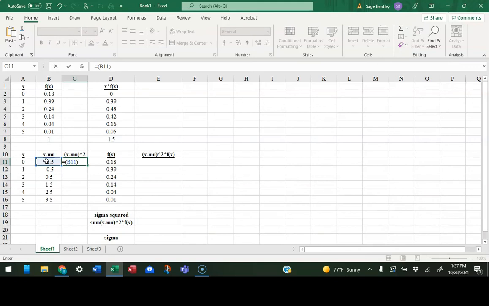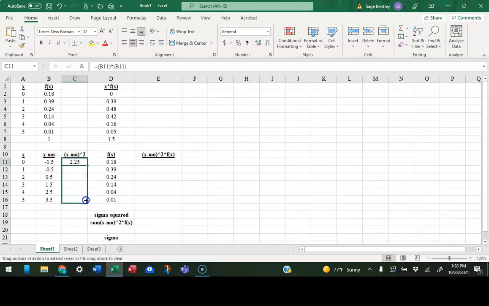Okay, and then I'm going to just take it times itself. I could say squared, but I'm not going to. All right, so times B11. So all I did was equals B11 times B11. Okay, so I have now squared it. So take that and drag it down, and it's going to go ahead and pull those values from the left.